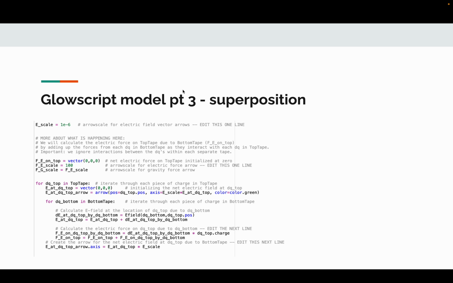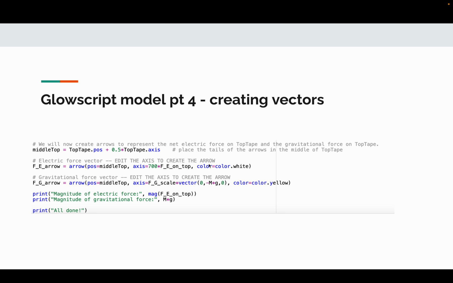For part 3, we're doing superposition, which is finding the electric field and the electric force from each point charge. In this lab, we used 100 point charges, and so we're finding the electric field and the electric force from each one of those 100 point charges, which is different from the last lab as we're not considering it as a single point charge anymore. And then finally, we're creating the vectors.